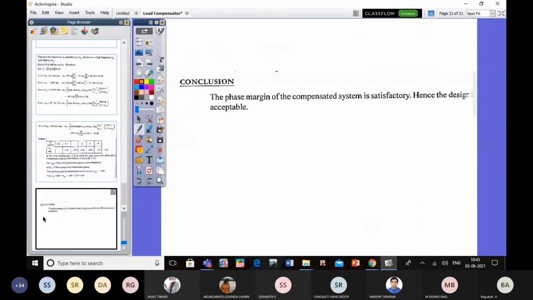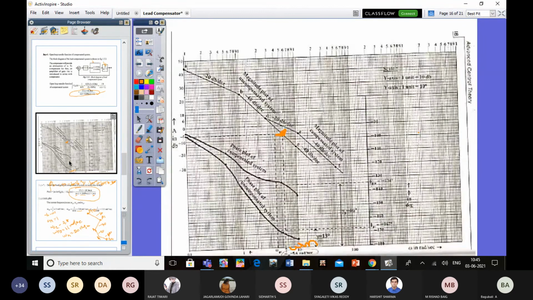So once you complete the compensated system, plot the phase angle as well as the magnitude plot. Either you may do it separately or you can merge them in the same plot. I told you, if time permits you can do this step. Compensated system verification, if possible you can do it, otherwise no problem. You can stop up to the compensated system.